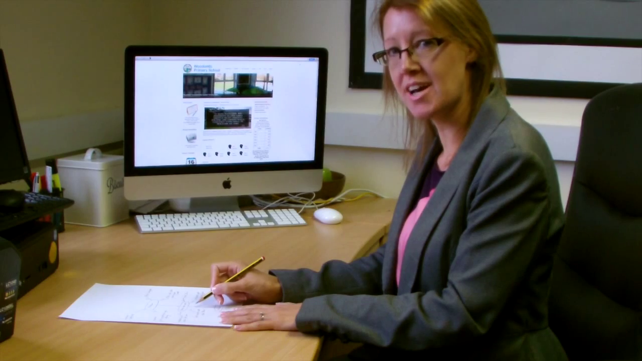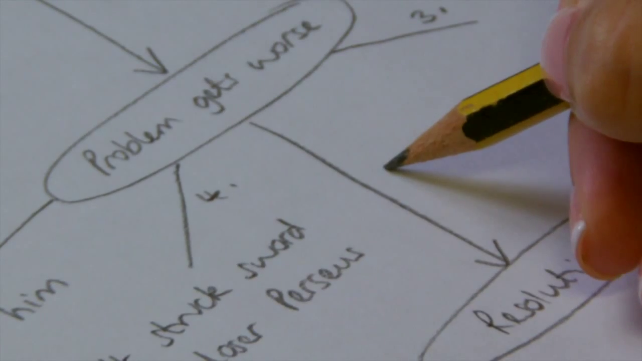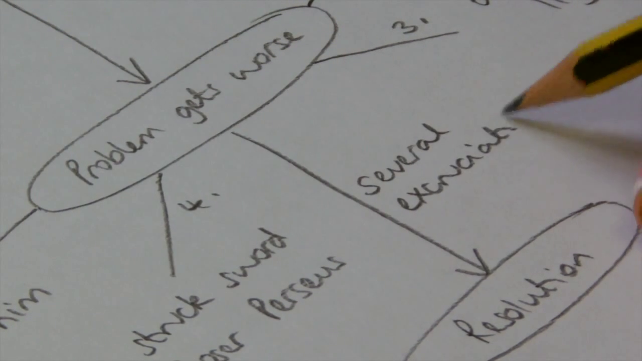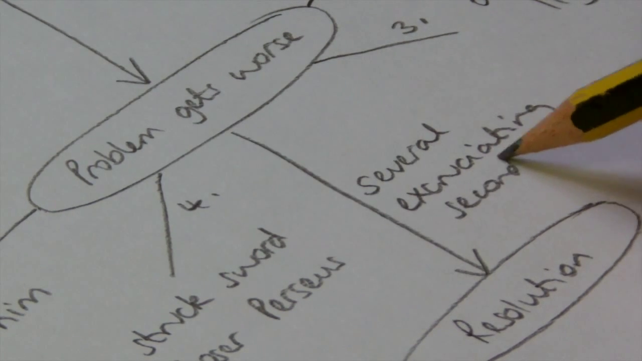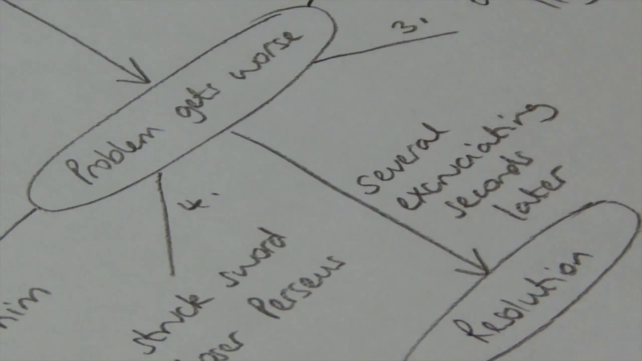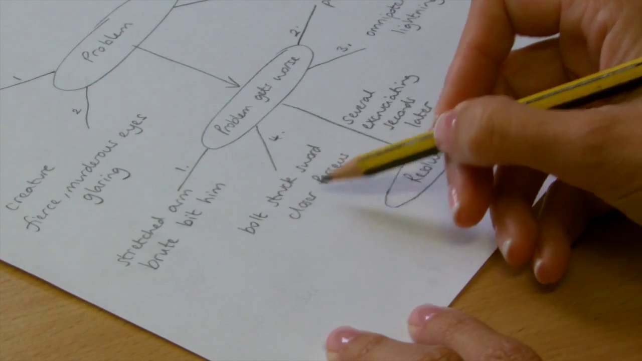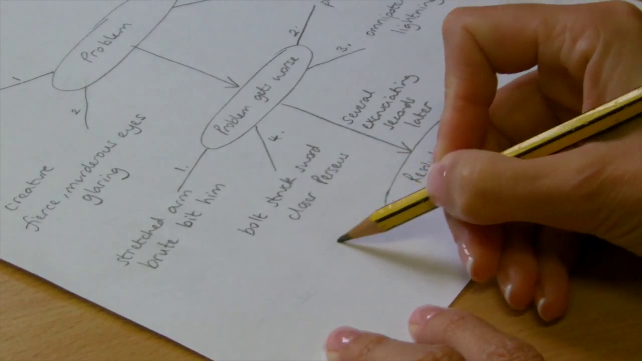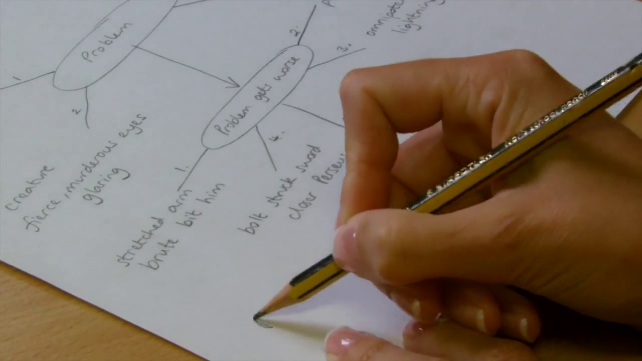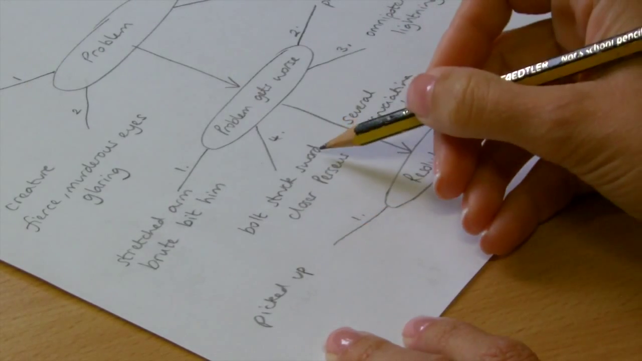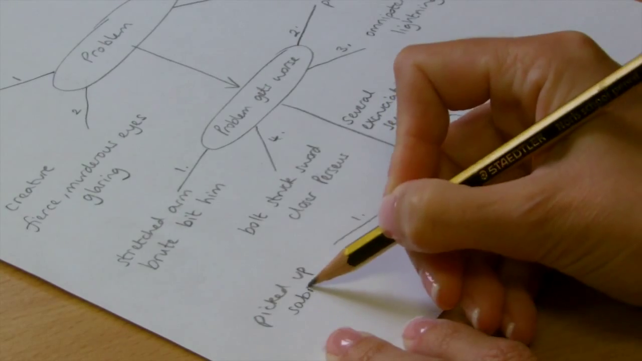At this point, I will add a time connective to this arrow. Several excruciating seconds later. As before, the first sentence of my new paragraph must link back to the last sentence of the previous paragraph. In the last paragraph, the sword moved closer to Perseus, so this paragraph will begin where Perseus picked up his sword. And as I've already said sword, I might call it a sabre.